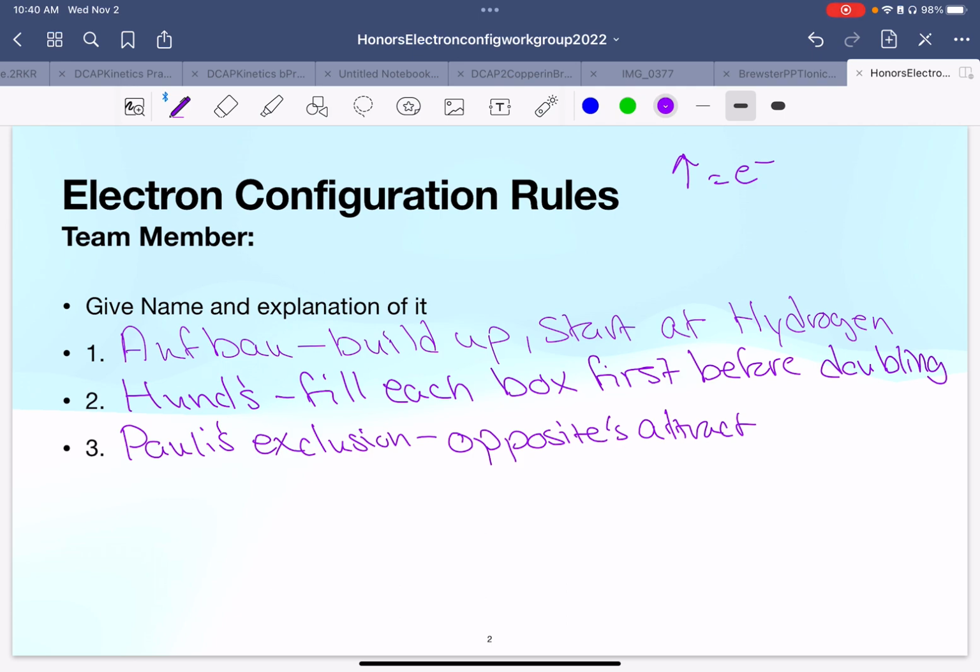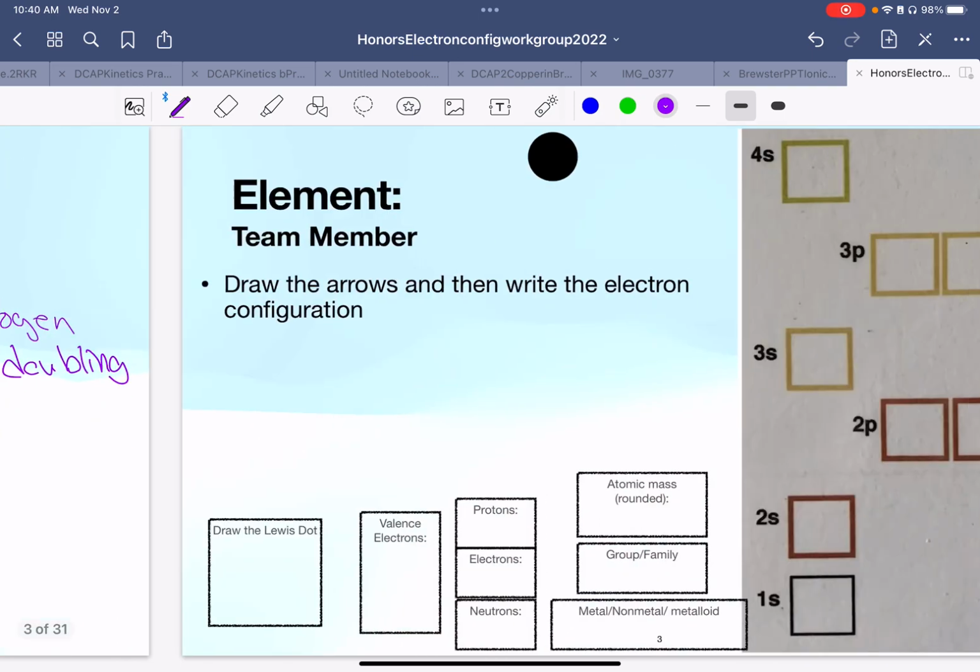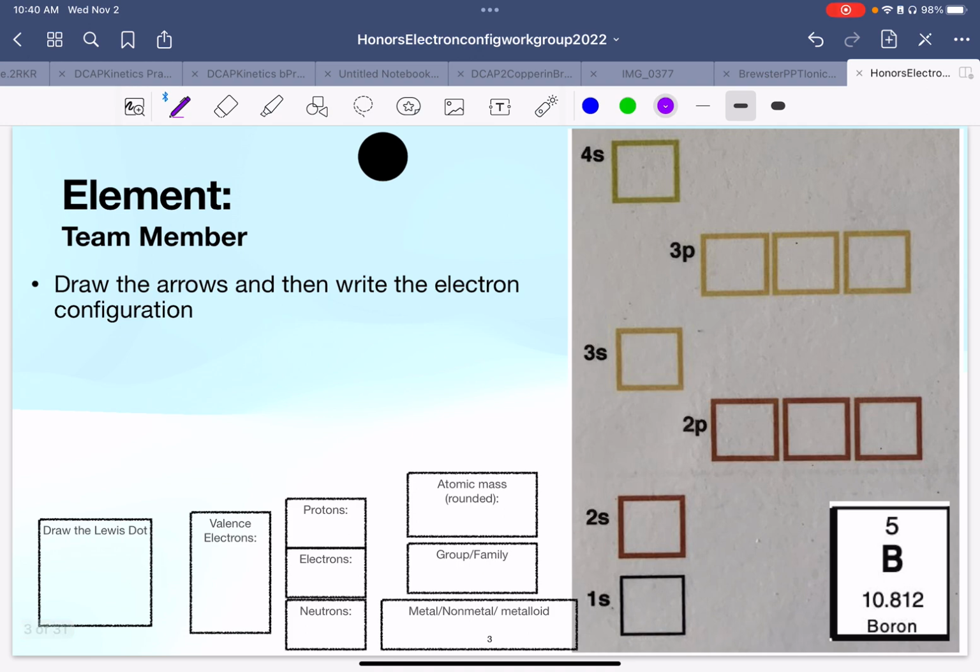Hund's rule tells us we got to fill each box first before doubling. And Pauli's exclusion principle says opposites attract. We represent our electrons with arrows. So we're going to get started on our first one, which is boron.